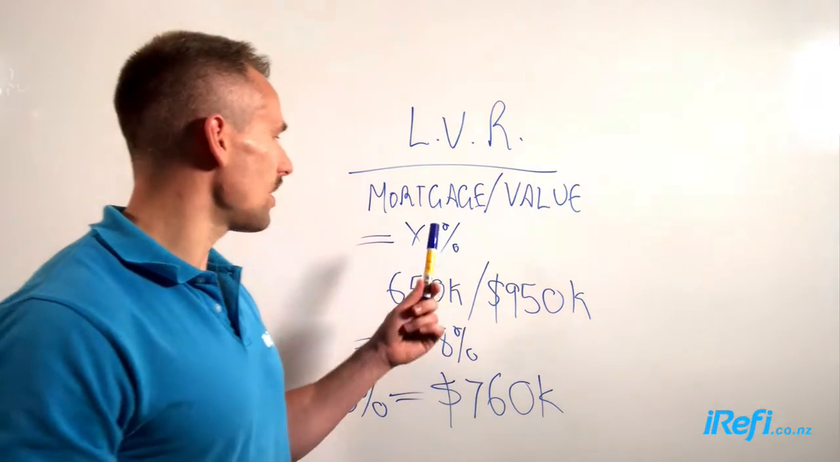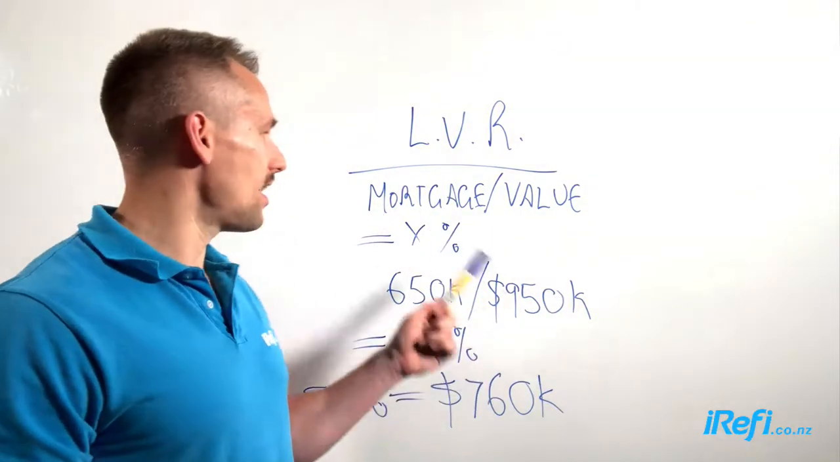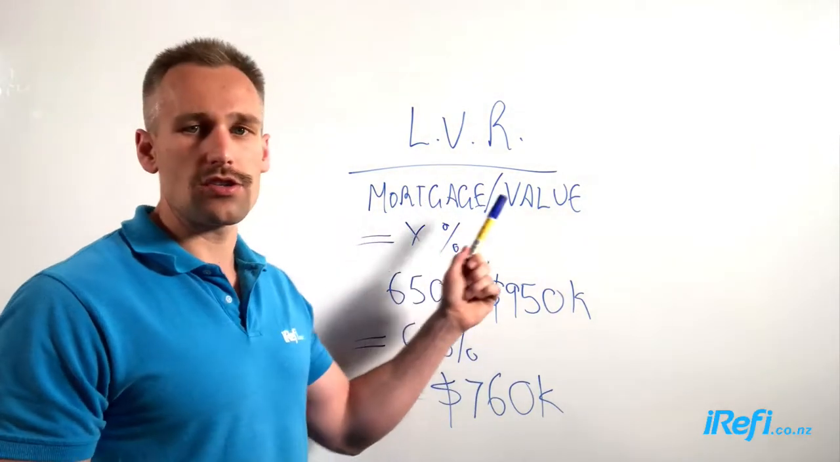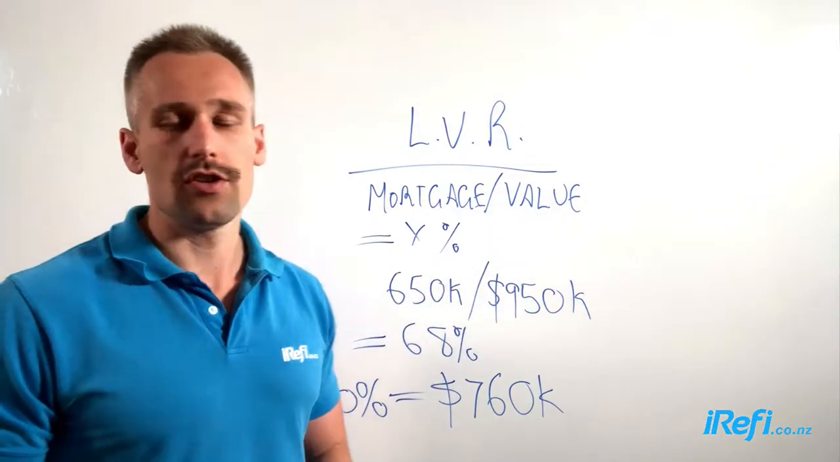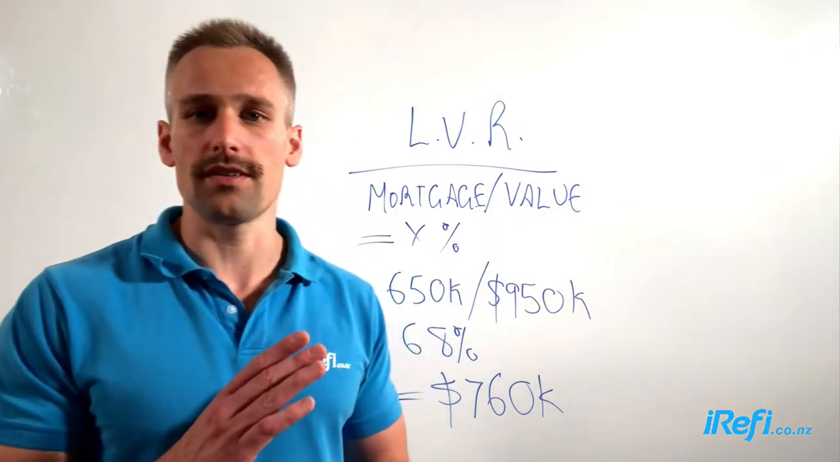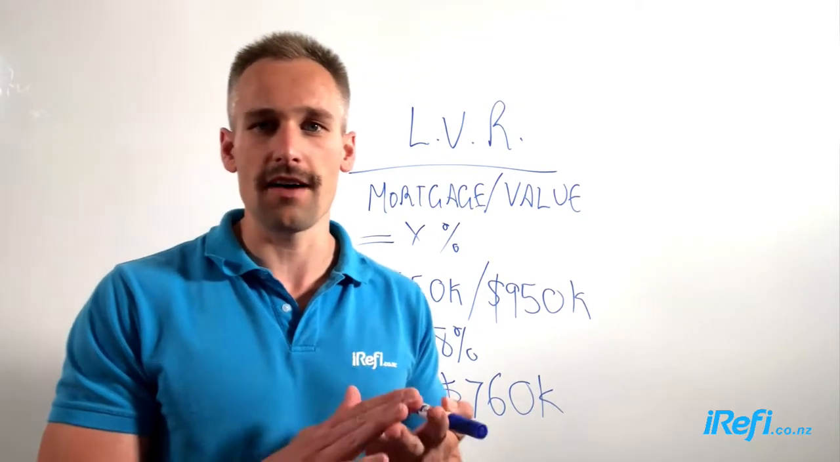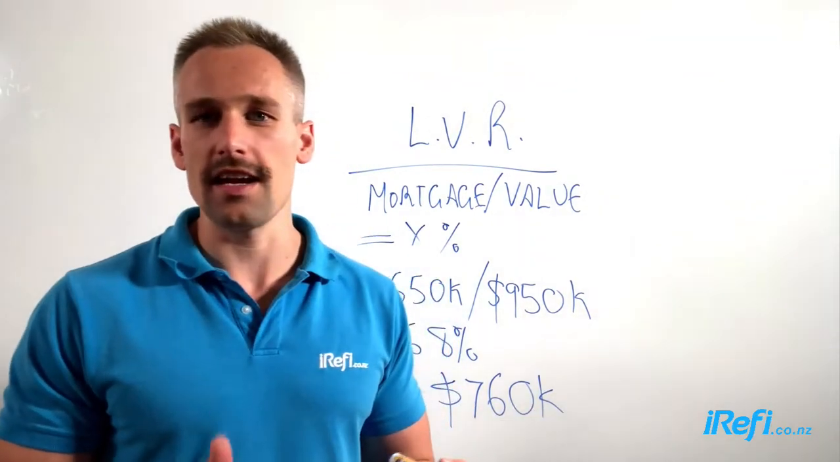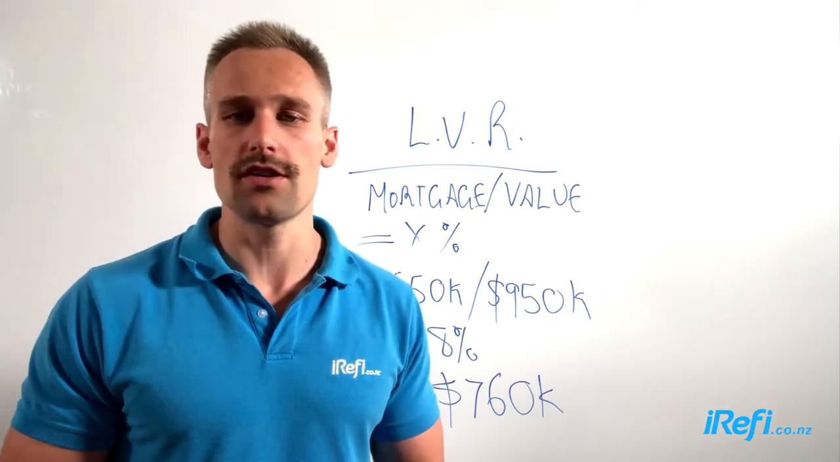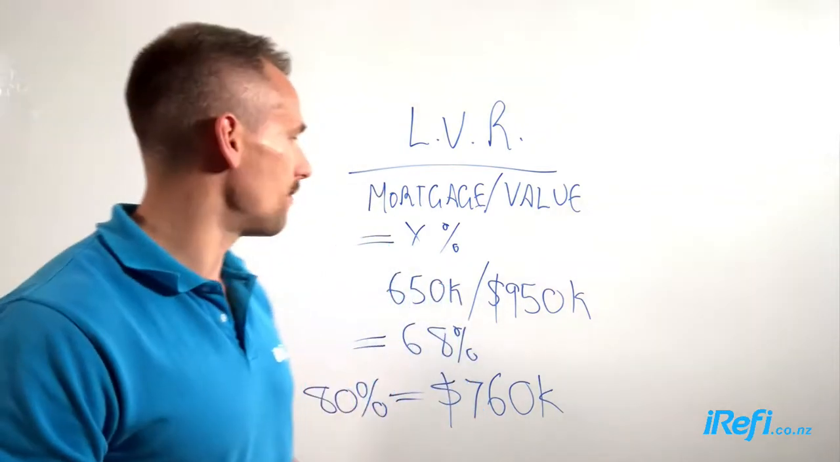So what does this look like? When you're working out your LVR, basically you take your mortgage over the value of the property. It's really important to determine whether you're using the GV or the RV, or something like an eval. There are lots of different valuation types. We cover that in a different video.